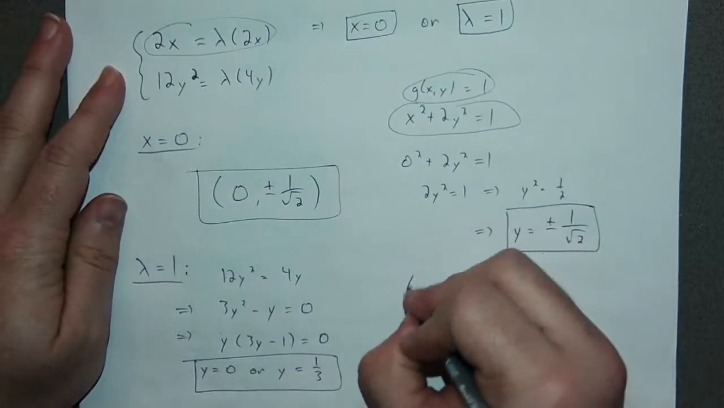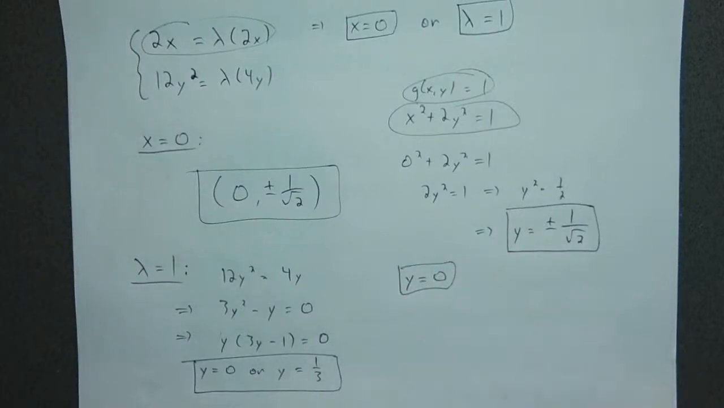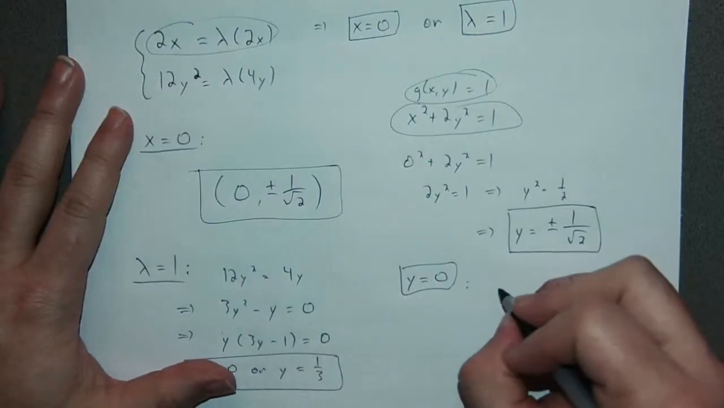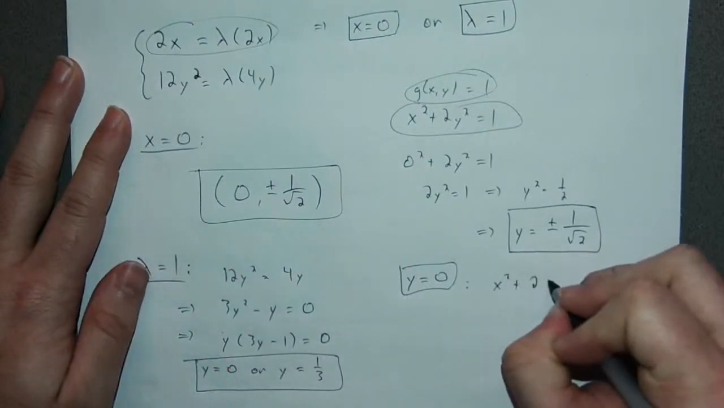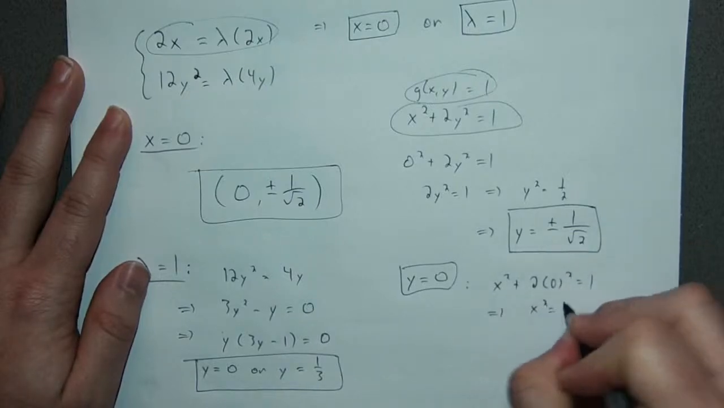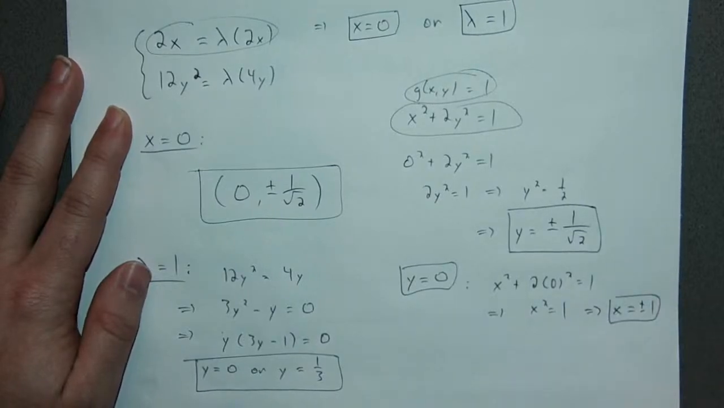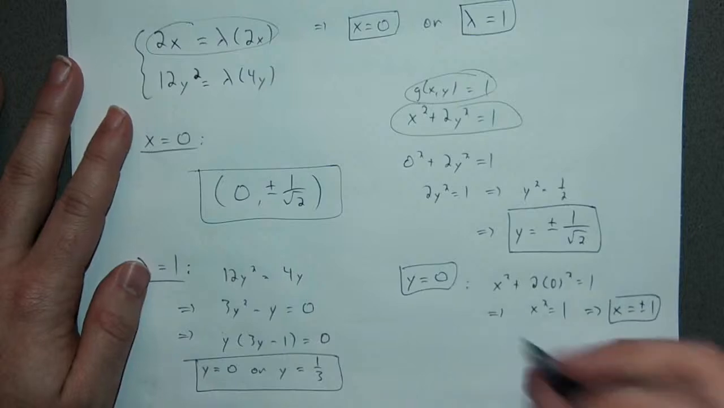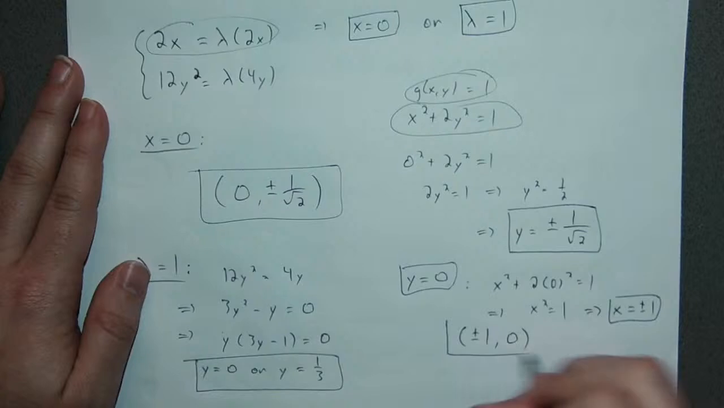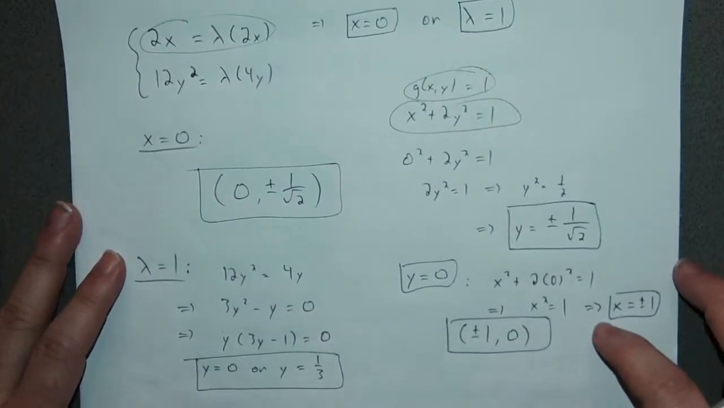So y is equal to 0 must be investigated. What happens when y is equal to 0? I can use my constraint to find x. So x squared plus 2 times 0 squared is equal to 1, which means that x squared is equal to 1, which means that x is equal to plus minus 1. So that's what I get there. What does this give me? This gives me 2 points, plus minus 1, 0. So there's 2 candidate points I get from the case when y is equal to 0, but that's not exhaustive.